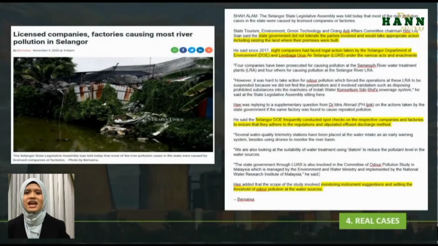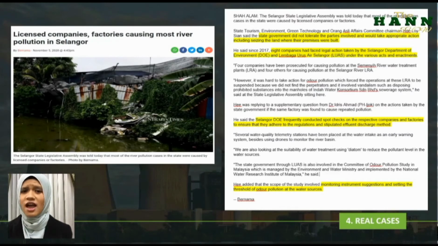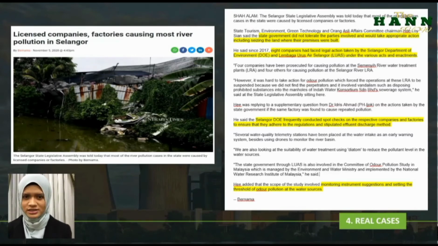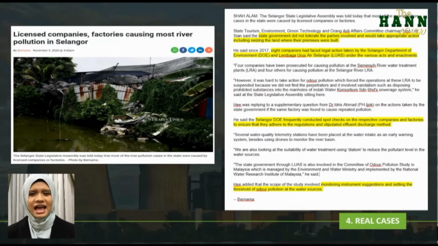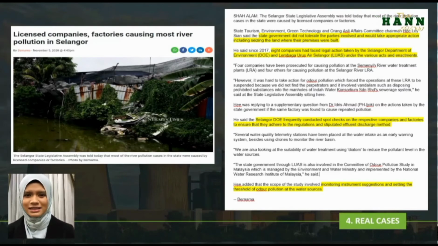Now let us see the real case of the factory which are not complying with the environmental regulations. Even though those factories are licensed factories, according to the articles, they are not following the environmental regulations. As a result, the factory caused water pollution and the authority needs to take actions against these factories.